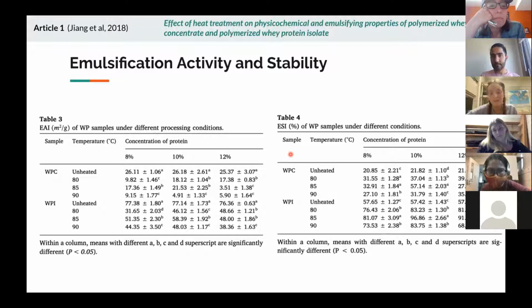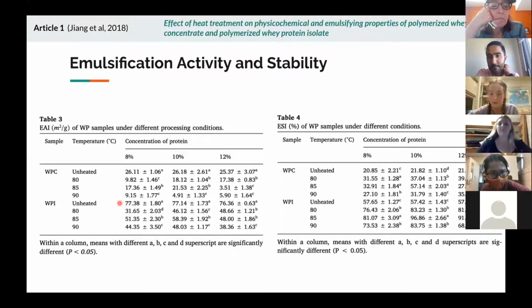The emulsification activity and stability were measured through EAI and ESI, and this shows that the EAI of unheated whey protein samples was significantly higher than that of the polymerized whey protein samples. And this is because the whey proteins experience loss of emulsifying abilities with thermal processing.